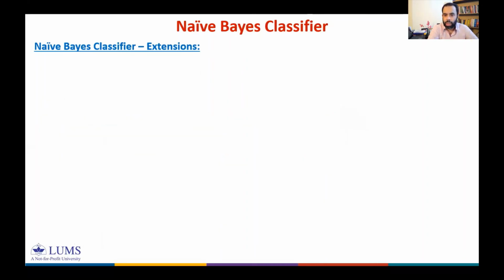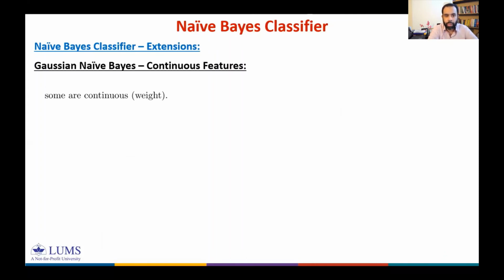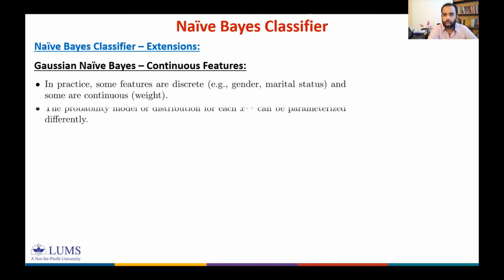Okay, let's talk about one more extension of the Naive-Bayes classifier, that is Gaussian Naive Bayes. In practice, some features are discrete, for example gender, or whether you're married or not, but we can have continuous features, for example temperature, height, or weight. So a variable can take values on a continuous scale, and for this, the probability model or distribution for each feature must be parameterized differently.